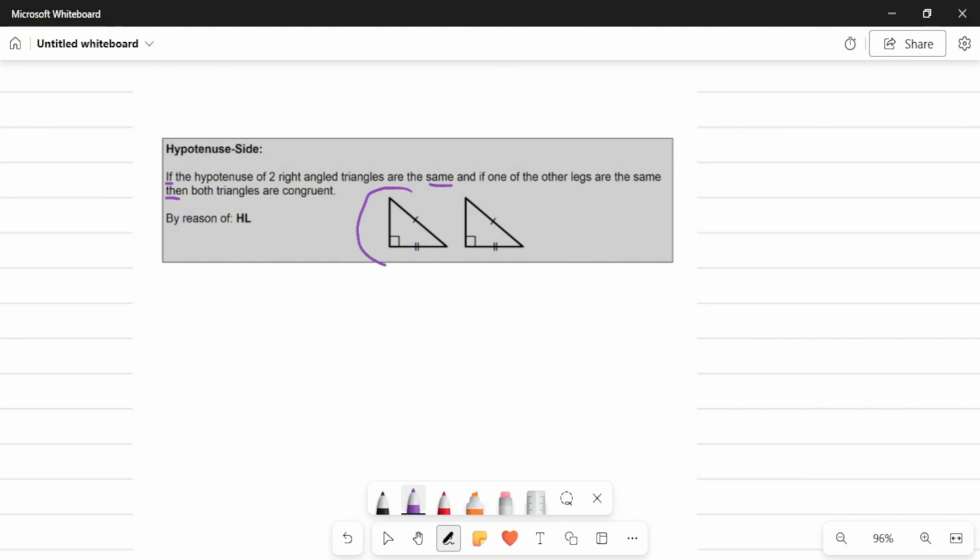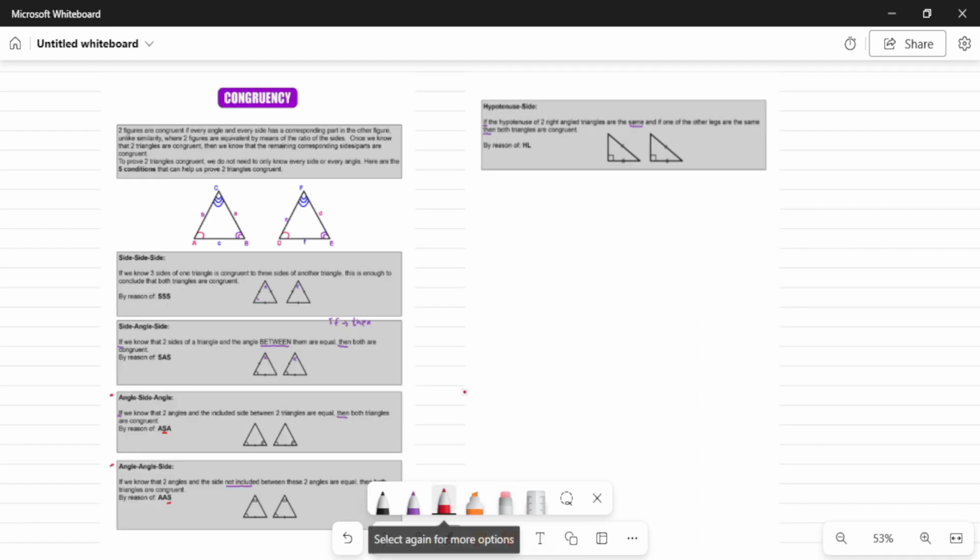What's the significance? I can prove that every side and angle of this triangle is equal to every side and angle of this triangle. So there could be information in this triangle that I need in this triangle, but the only way I can transfer that information is if I prove congruency. Right, and so now we can summarize the congruency section.